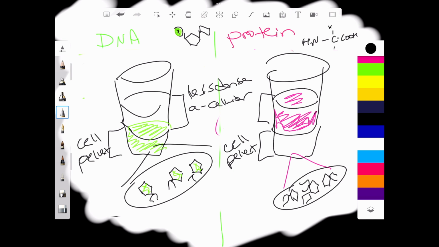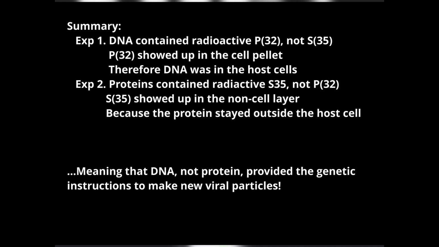So again, in both experiments, there were new virus particles made. They were infectious. That was confirmed. But the difference is that the radioactively labeled atoms were in different places depending on whether we labeled DNA or we labeled protein. So again, on the right, they labeled protein, and so that was only in the coat of the virus, and it remained totally outside of the cell. There were new viral coats that were made inside of the host cell, but the materials at this point didn't include radioactive atoms, so those weren't incorporated. And so that's our experiment.